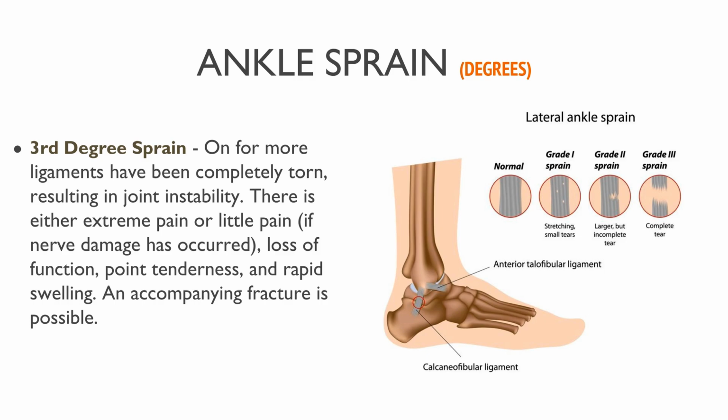On the right, you can see a diagram showing the progression from a normal ligament to the different grades of sprain, with the anterior talofibular ligament and calcaneofibular ligament highlighted as commonly affected structures.